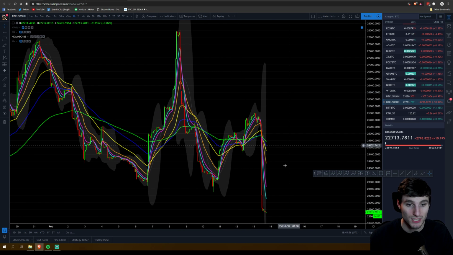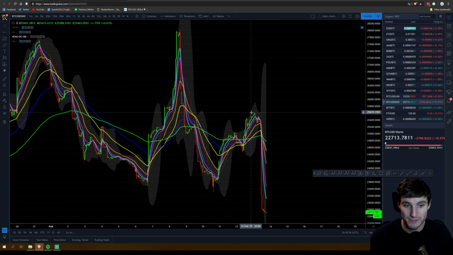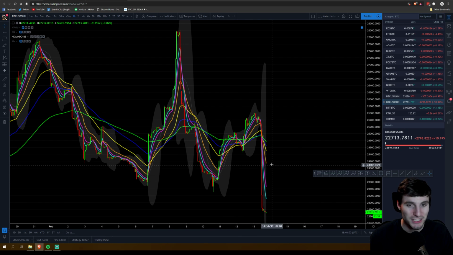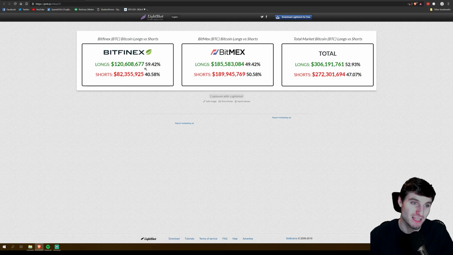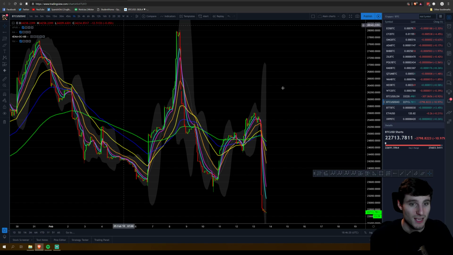Okay, so I see this as a really good opportunity, because every time the shorts fall, it generally equals a dump. They seem to close early, but we see here that on Bitfinex we're talking about 60% longs, but the shorts are still slightly ahead on BitMEX, but that gives us a total of 52 to 47%.